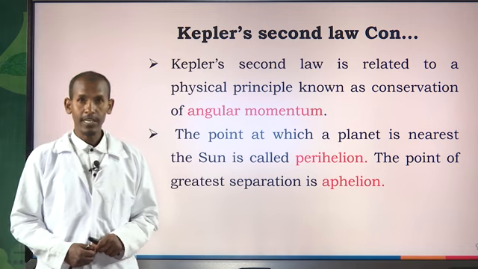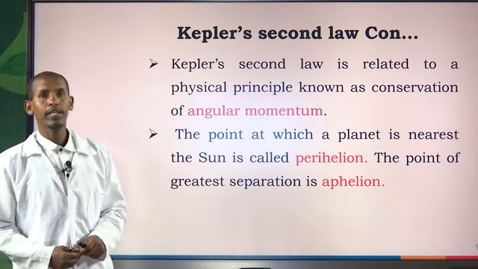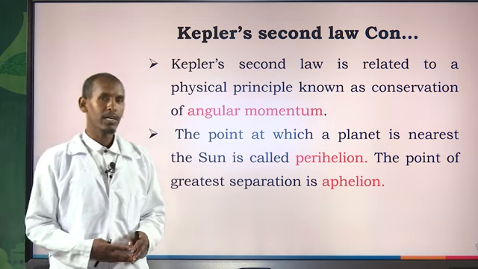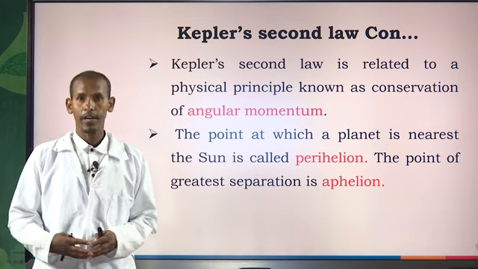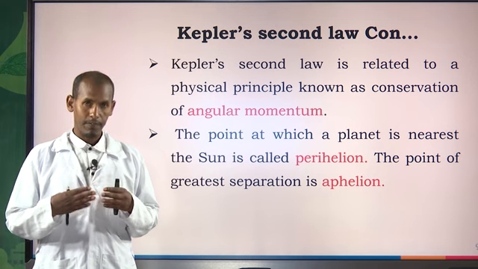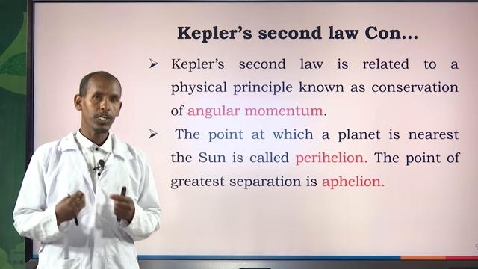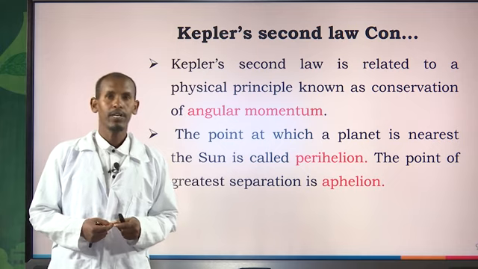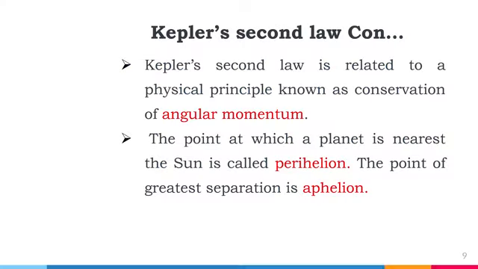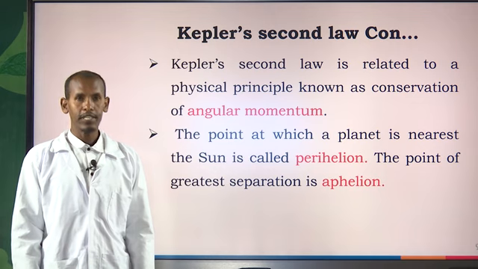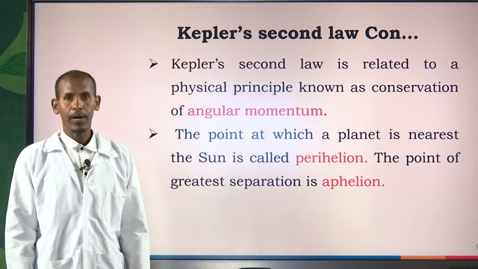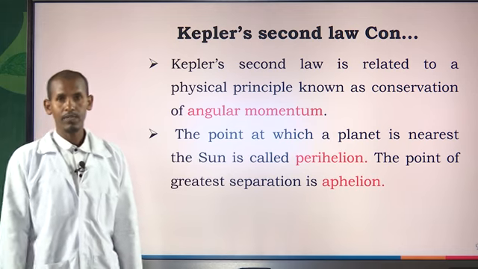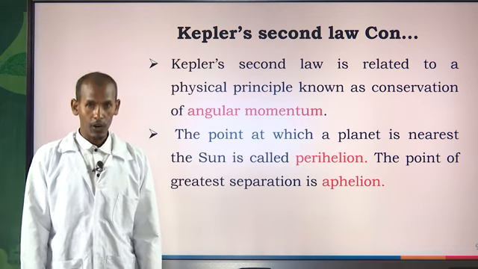Kepler's second law is related to the physical principle known as the conservation of angular momentum. Conservation of angular momentum means the initial angular momentum is equal to the final angular momentum, or after the impact. So Kepler's second law is based on this principle. The point at which a planet is nearest to the sun is called perihelion, and the point at which it is at the greatest distance from the sun is known as aphelion.